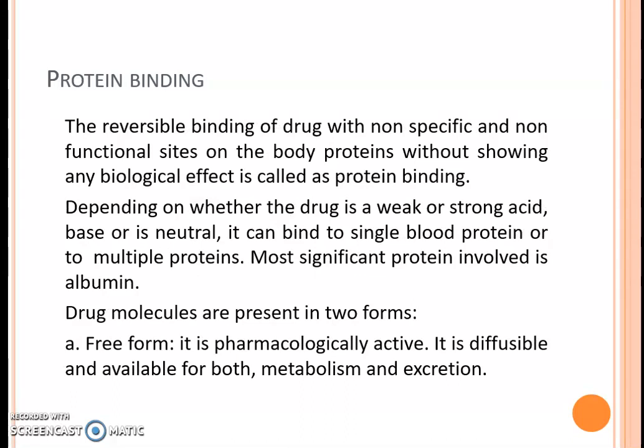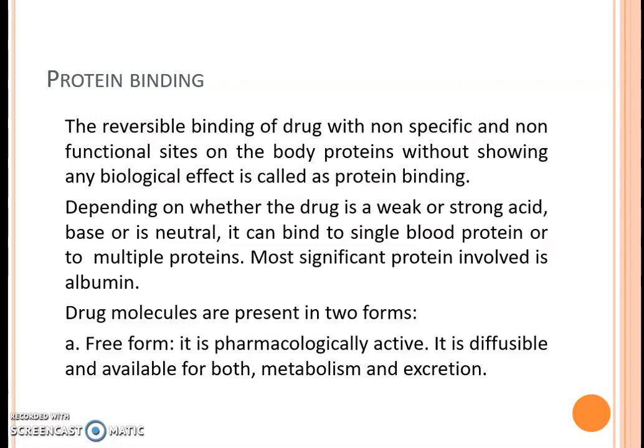Protein binding. Once inside the body, the drugs are protein bound and they are especially bound to albumin. So reversible binding of the drug with non-specific and non-functional sites on body proteins without showing any biological effect is called as protein binding. Depending on whether the drug is a weak or strong acid, base or is neutral, it can bind to single blood protein or the multiple proteins. So most significant protein involved for drug binding is albumin.